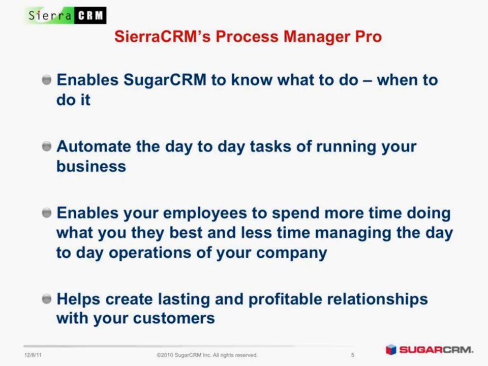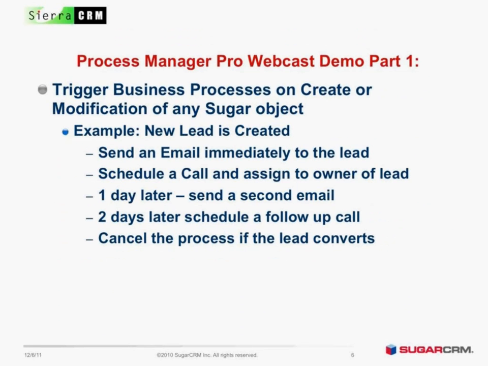What we're going to show you today is 3 or 4 scenarios of the Process Manager Pro product. What we're going to be doing is setting up simple business workflow in Process Manager Pro on the creation of a new lead. You'll see how simple it is to set up a business workflow to automatically send an email to the lead when the lead is created, and to schedule a call and assign it to the owner of the lead. Then, 24 hours later, Process Manager Pro will send a second email. Then 48 hours later, Process Manager Pro will follow a scheduled follow-up call and send a third email.